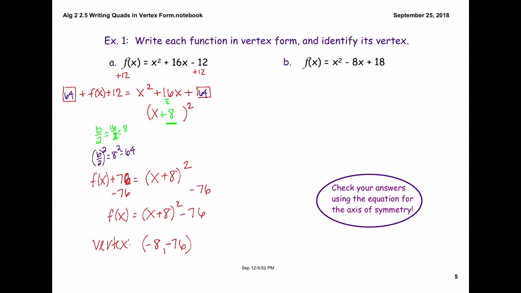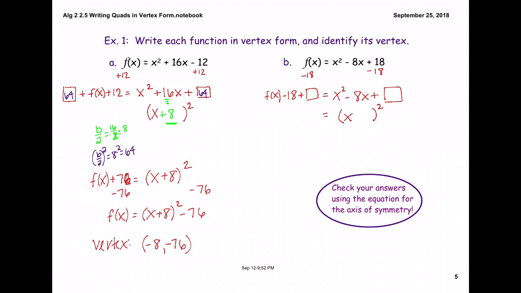Example B, we're going to first start by moving our 18. So we have f of x minus 18 plus box equals x squared minus 8x plus box. Set up your factor for your binomial.